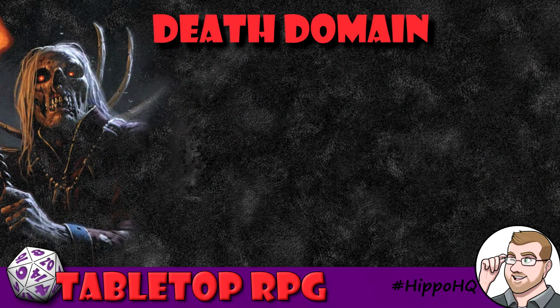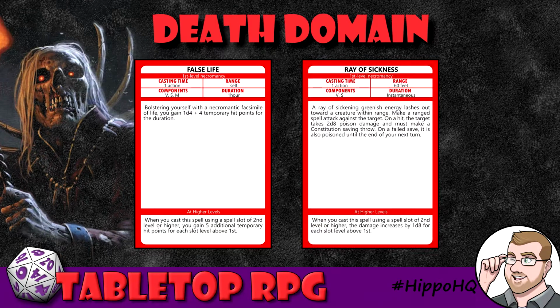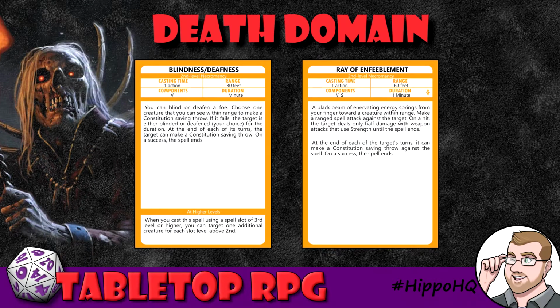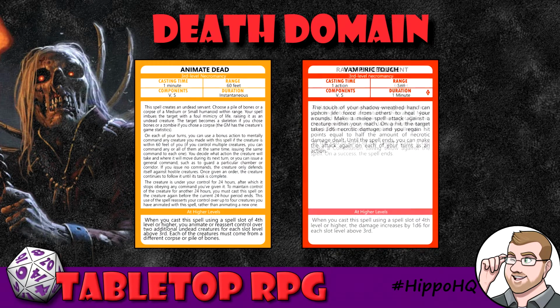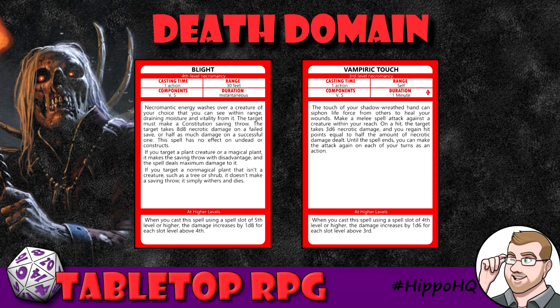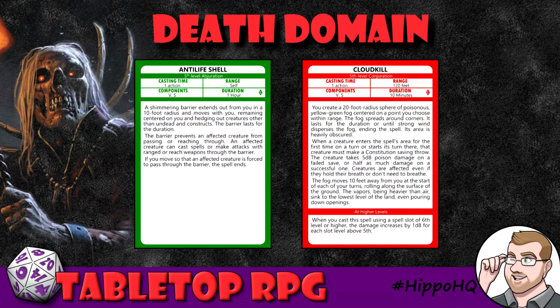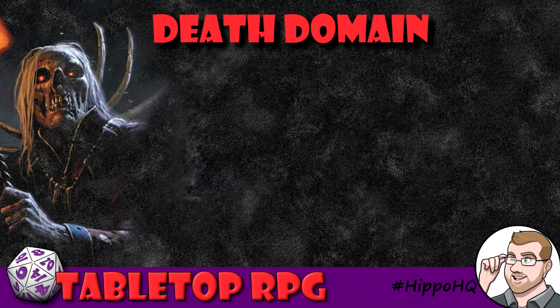So the Death Domain Cleric is a villainous type evil cleric found in the Dungeon Master's Guide. The spells you get at first level are False Life and Ray of Sickness, 3rd level Blindness or Deafness and Ray of Enfeeblement, 5th level Animate Dead and Vampiric Touch, 7th level Blight and Death Ward, and 9th level Anti-Life Shell and Cloud Kill. They also give you a couple of bonus abilities.